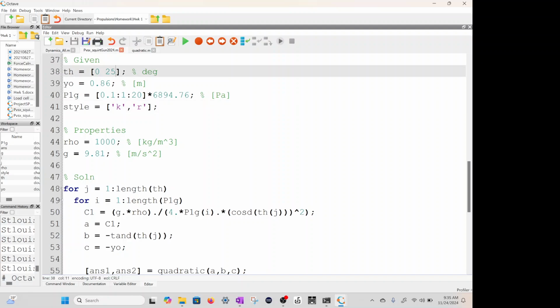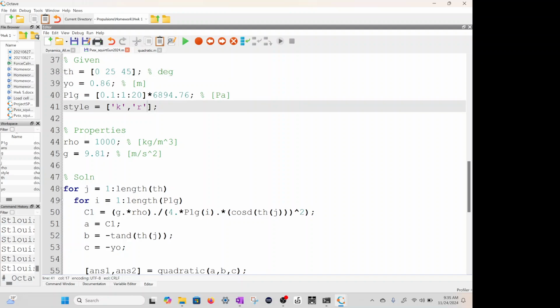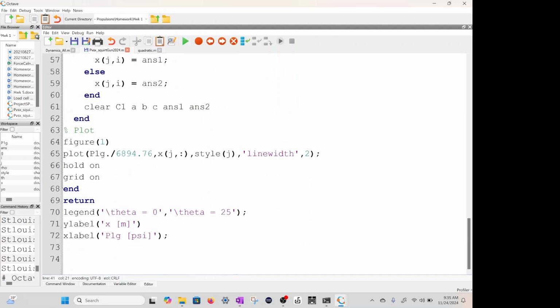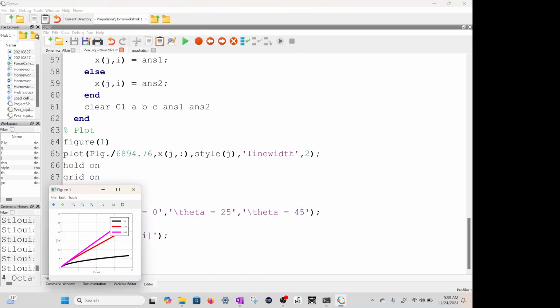So say we wanted another angle. Let's do 45. Let's do magenta. And the legend is not going to work, but I can fix it. I hope that's right. I didn't check that, actually. Oh, don't need that. Let's see if it works. Yep.